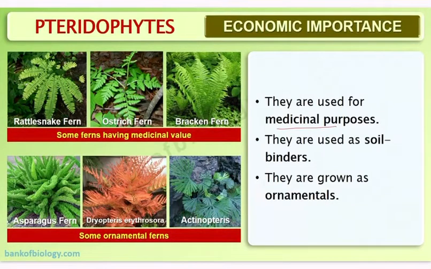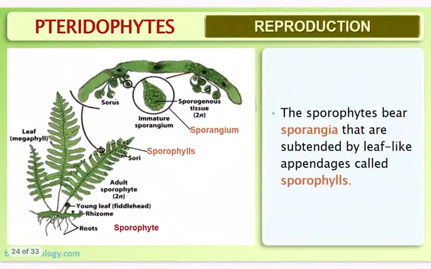Economic importance: what is the use of these pteridophytes for us? They are used for many medicinal purposes. They are used as soil binders. Of course, we are seeing some of the photos here. Some ferns have medicinal value, like rattlesnake fern, ostrich fern and bracken fern. Similarly, we have some ornamental ferns like, as I said, the very common asparagus fern, then Dryopteris as well as Actinopteris. Particularly this asparagus is very commonly grown as an ornamental plant.